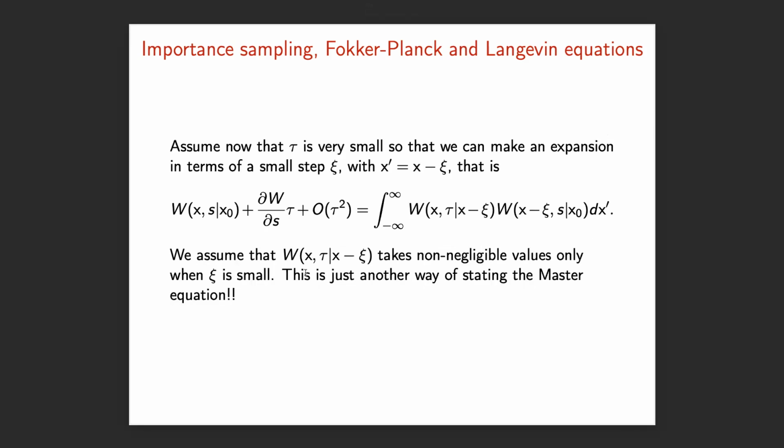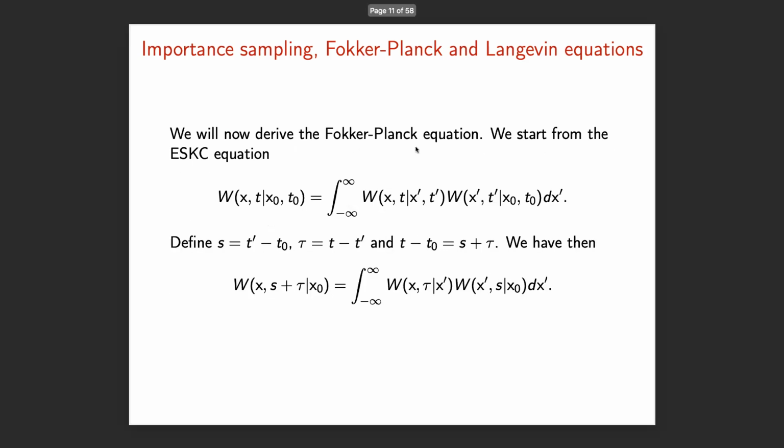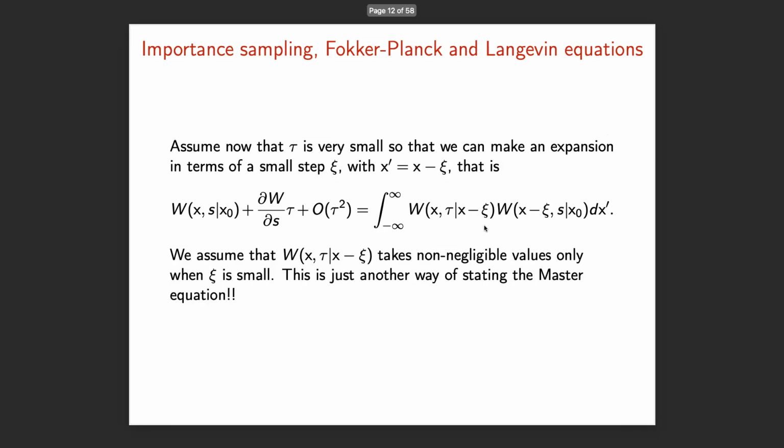And then the whole idea is that you make a Taylor expansion, and you assume that this tau is very small. So what you're doing is looking at very small changes in time. One of the reasons you do this is that you can then assume that the probabilities don't change much when you move in a small time step to a new time. That means that the shape of these probability distributions does not change that much.